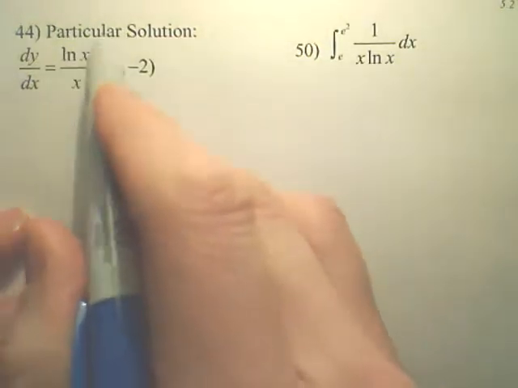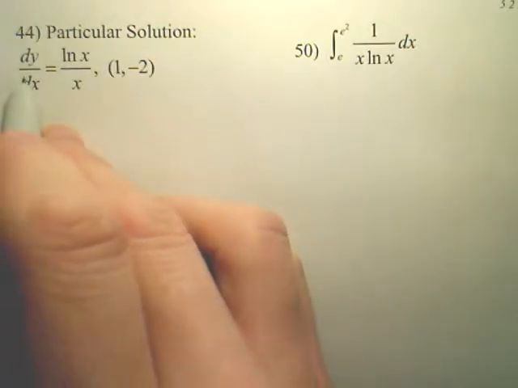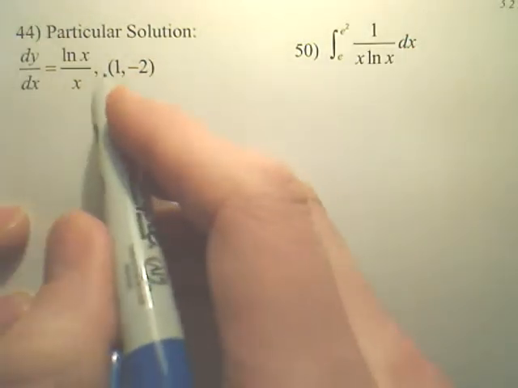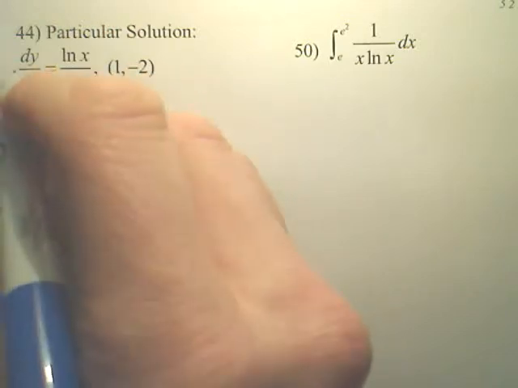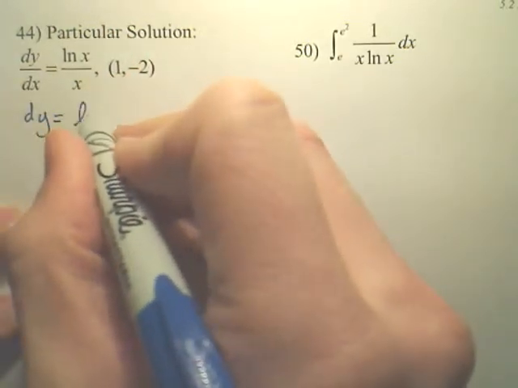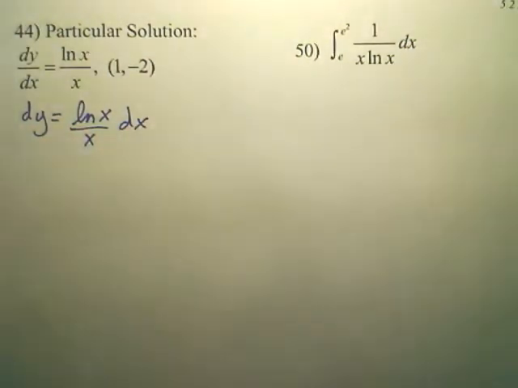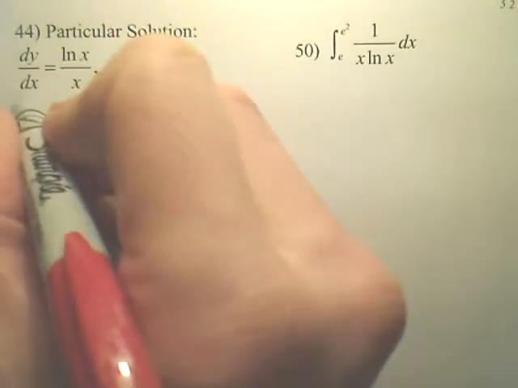All right, I want to find the particular solution. So the first step is to get y equals something. To get y equals, well, the first thing is if I multiply both sides by dx, I'll get dy equals ln x over x dx. From there, if I want to get y, I integrate both sides.